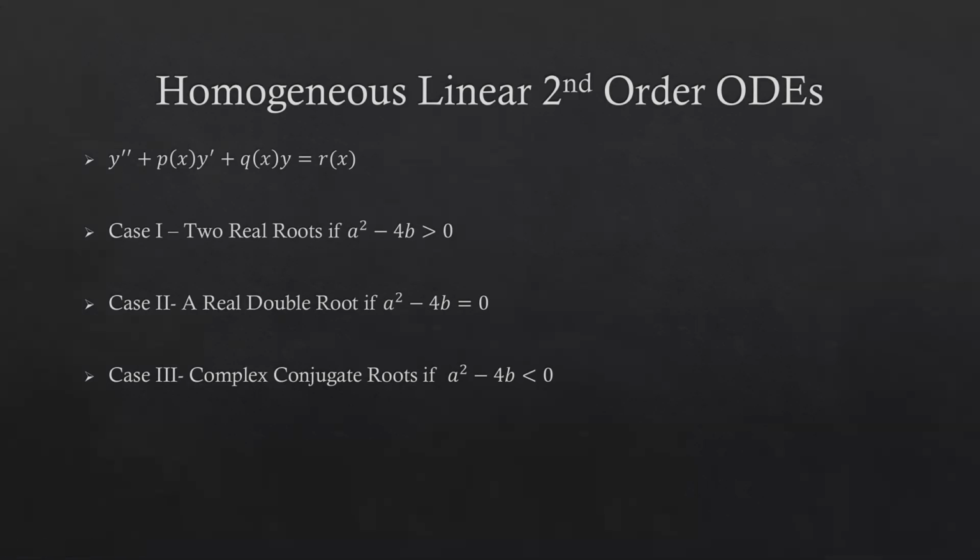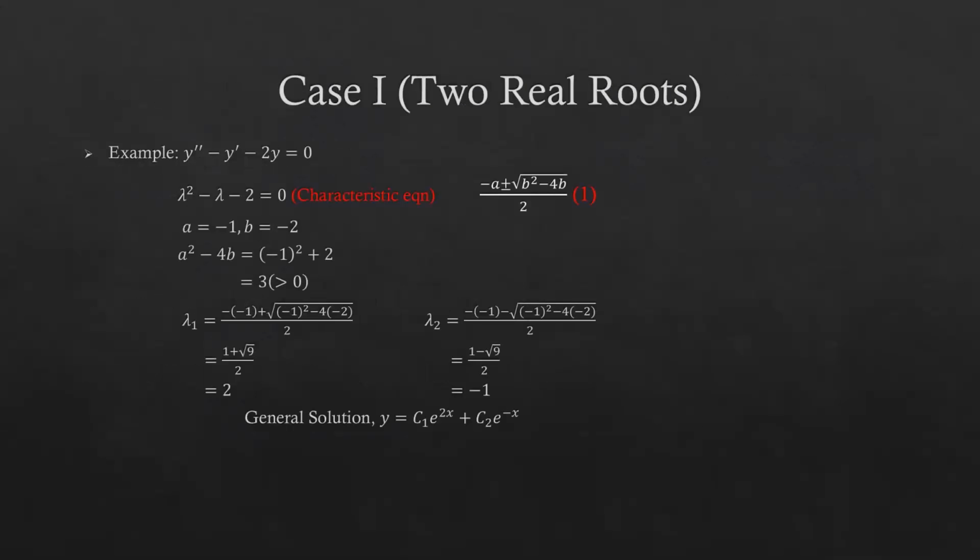Now I'm going to discuss the homogeneous linear second order ODE. This equation is called a homogeneous linear second order ODE. In this second order ODE, there are three cases. Case 1 is two real roots if a squared minus 4b is more than 0. Case 2 is a real double root if a squared minus 4b is equal to 0. Case 3 is complex conjugate roots if a squared minus 4b is less than 0. This is the example for case 1, which is two real roots. We can write the original equation into its characteristic equation.